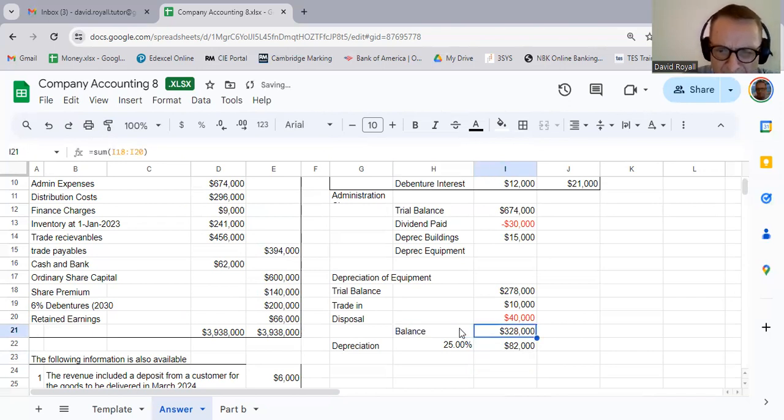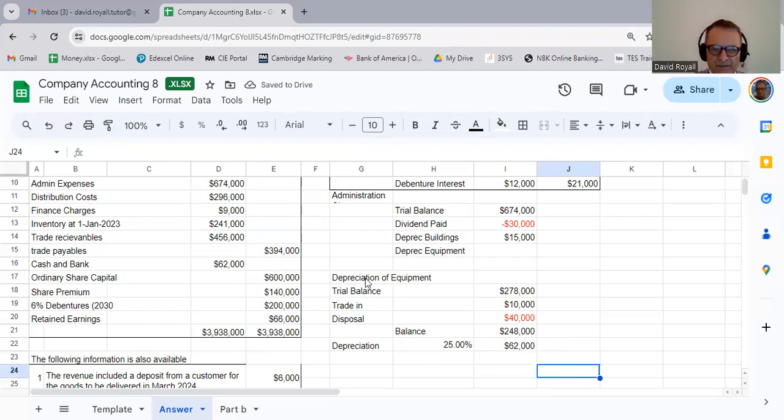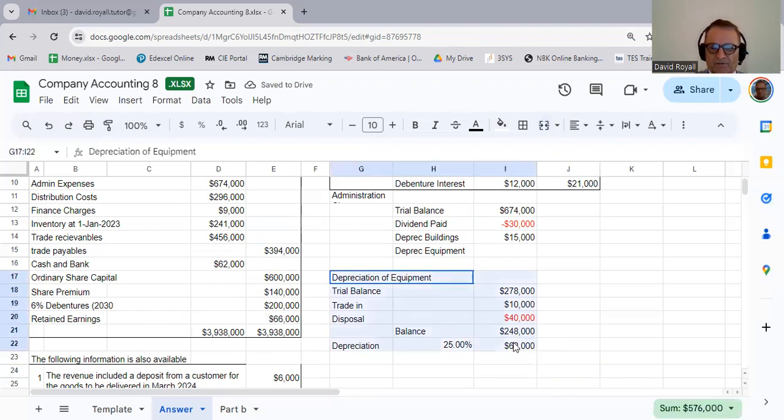Let me just check the balance, because that figure looks a bit too high, doesn't it? So remember what I've done. I've taken the trial balance figure, I add the trade-in, and I take that figure away because that's been disposed of. See how easy it is. Normally I would have stopped the video and done it again, but I want you to see how careful you have to be with these figures.